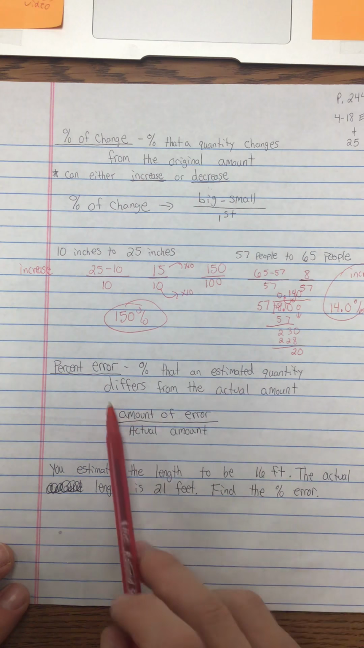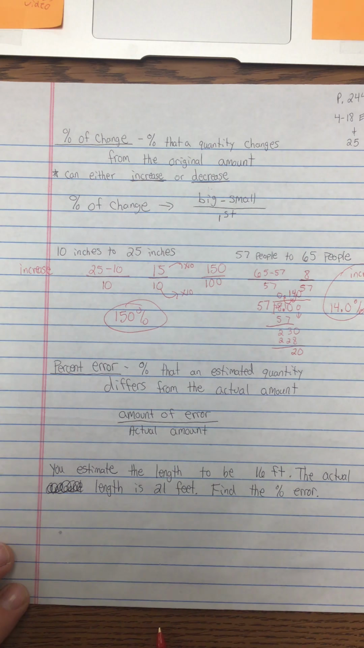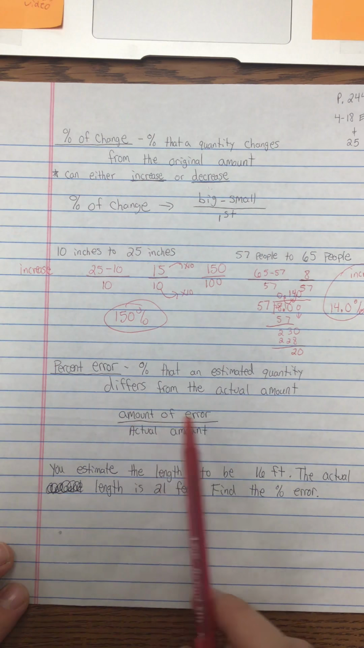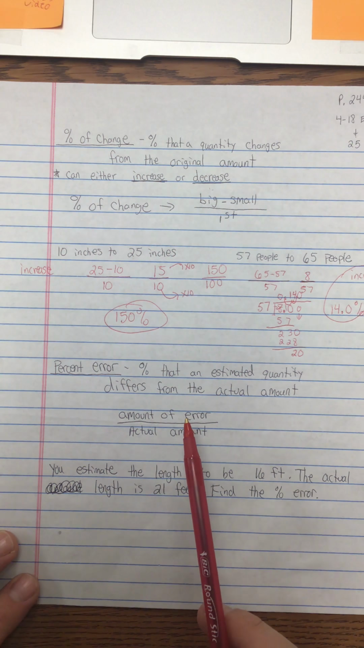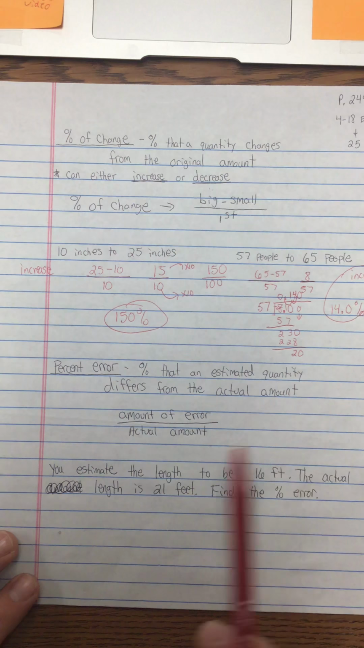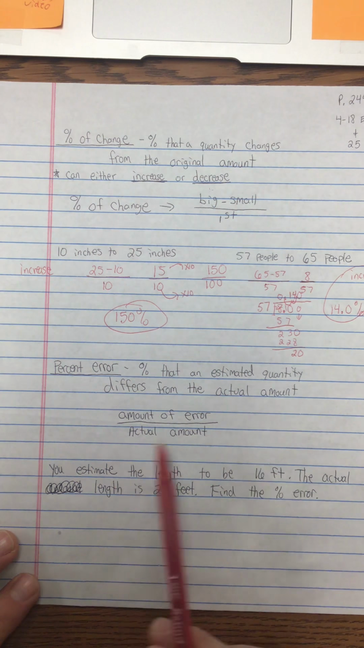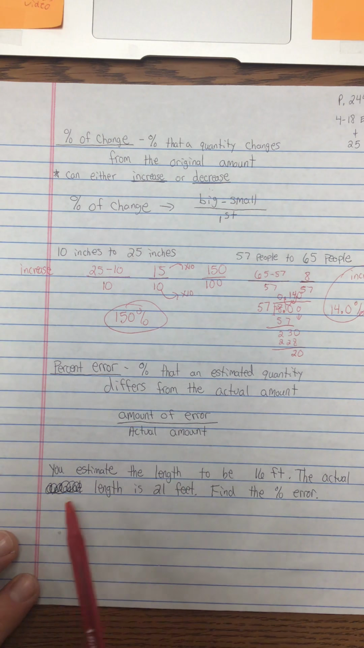All right. Now, percent error, okay? Percent that an estimated quantity differs from the actual amount, okay? So what you're gonna do is you're gonna find the amount of error. So what you're gonna do is subtract what the actual amount and the estimated amount are, and then you're gonna divide by what the actual amount is, okay? So here, you estimate that the length will be 16 feet. The actual length is 21 feet. Find the percent error, okay?